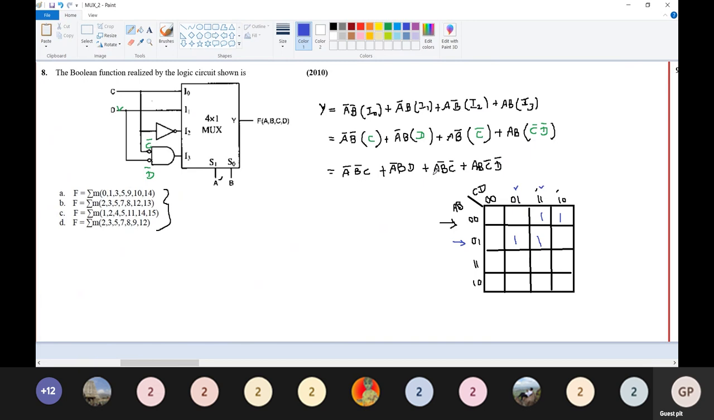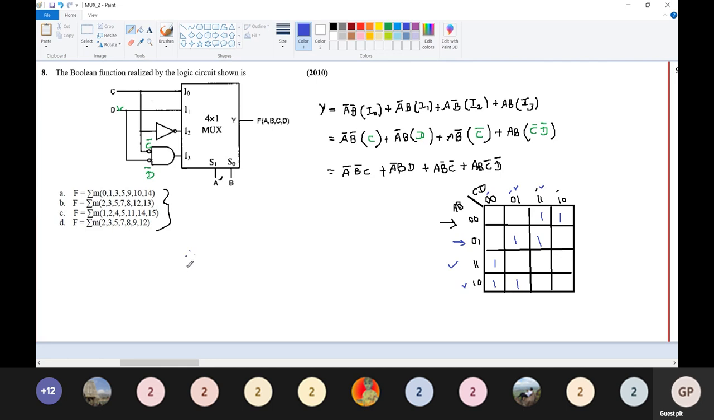Next, A B dash C dash. A B dash, and C dash is the first two columns. So here we have two ones. And finally, A B C dash D dash. A B means this row, and C dash D dash means here. So we have plotted the corresponding places of the minterms. Now we will take the corresponding minterm values as the function.